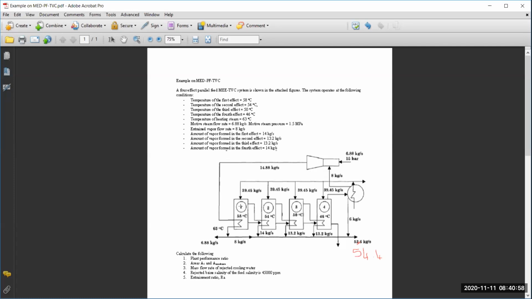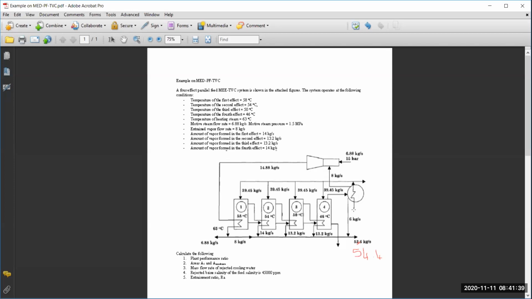And then we're going to look at the condenser. In the condenser, again, the Q going to the condenser will be the quantity of vapor that will condense in the condenser, which is the vapor from effect number 4 minus the entrained vapor. 14 minus 8 is 6. So 6 kilograms per second of vapor will condense here, multiplied by the latent heat of condensation of effect number 4, which gets us QC. And this QC is equal to the overall heat transfer coefficient in the condenser, times the area of the condenser, times the log mean temperature difference in the condenser.